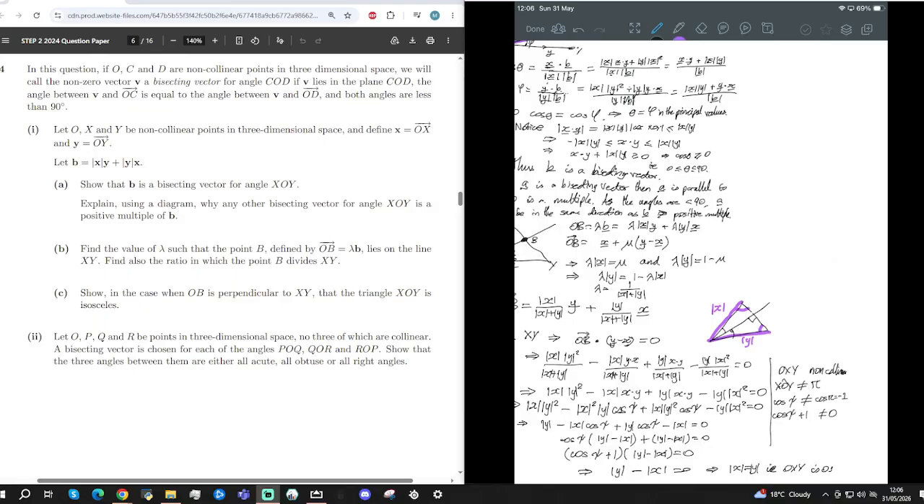is isosceles. I've missed out part of the word there. Is isosceles.